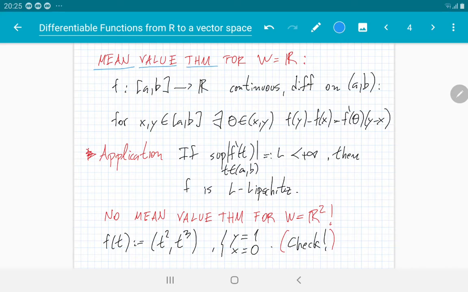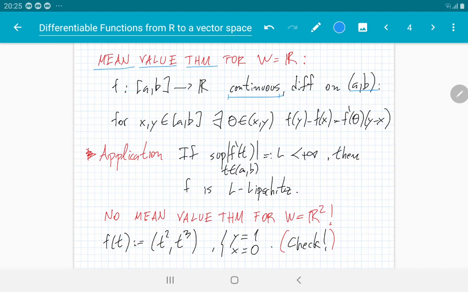What does it say? It says the following. Suppose you have a function over the closed interval AB. It doesn't need to be differentiable over the whole interval, only in the interior of AB, this open interval here, but it has to be continuous all the way up to the boundary.